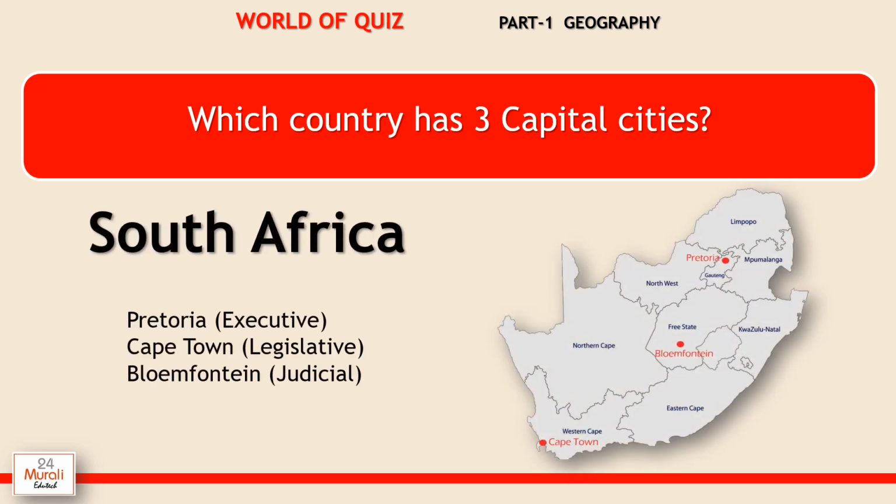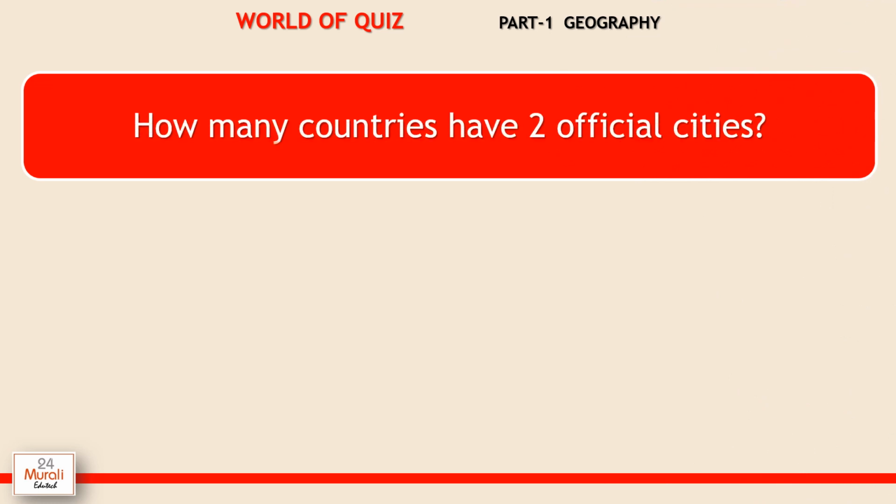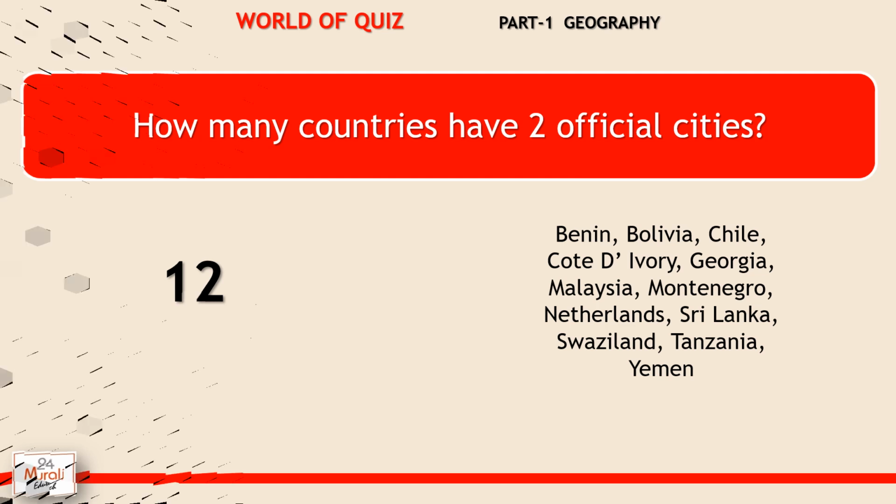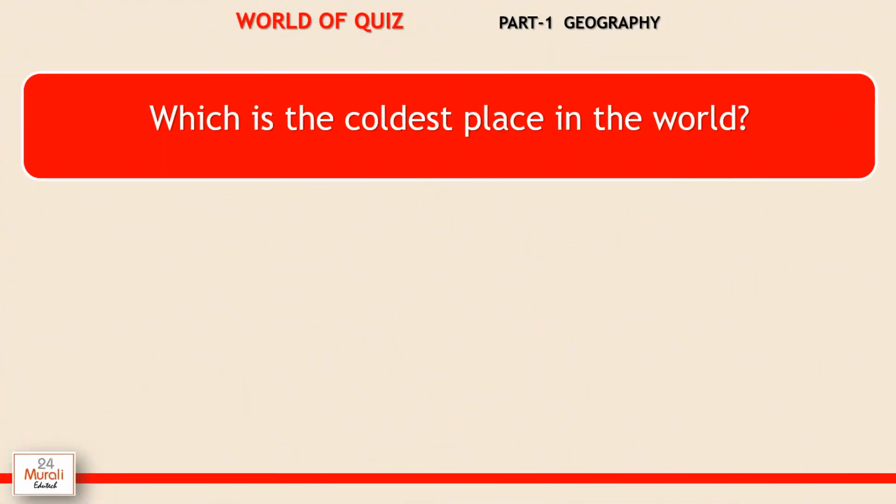South Africa: Pretoria, Executive; Cape Town, Legislative; and Bloemfontein, Judicial. How many countries have two official cities? 12 countries: Benin, Bolivia, Chile, Côte d'Ivoire, Georgia, Malaysia, Montenegro, Netherlands, Sri Lanka, Swaziland, Tanzania, and Yemen are those countries. Which is the coldest place in the world?